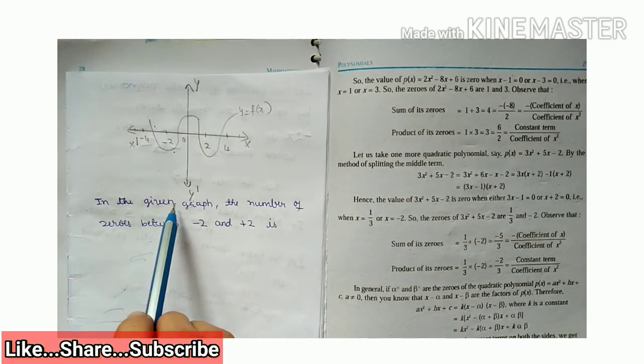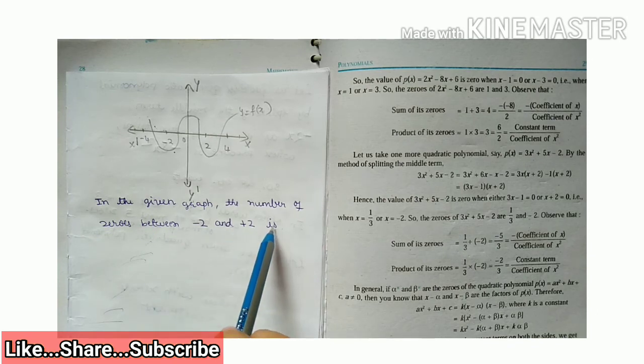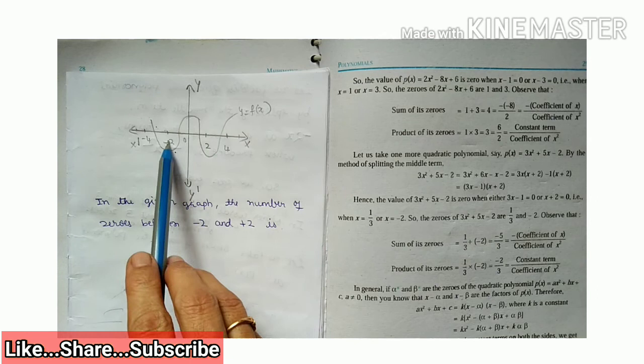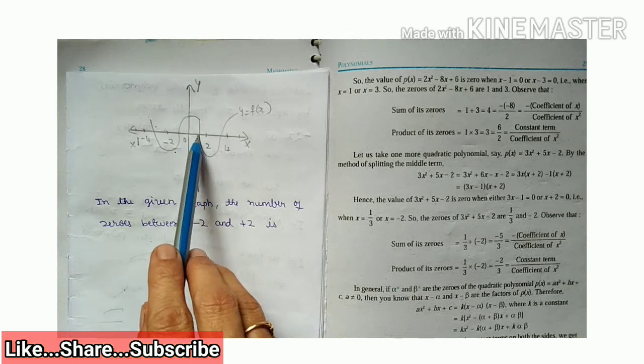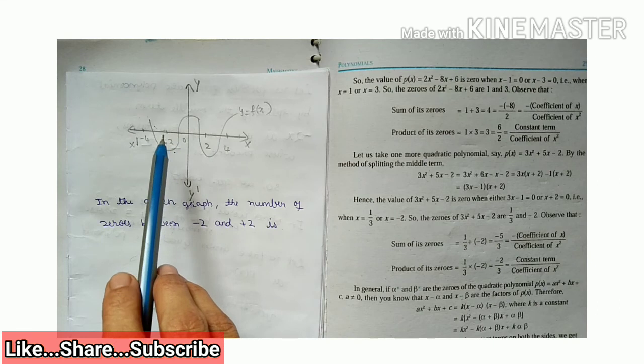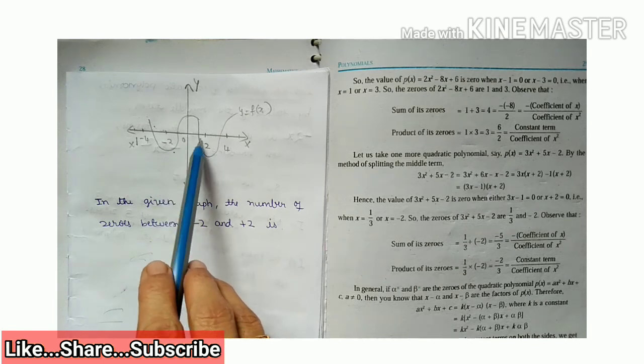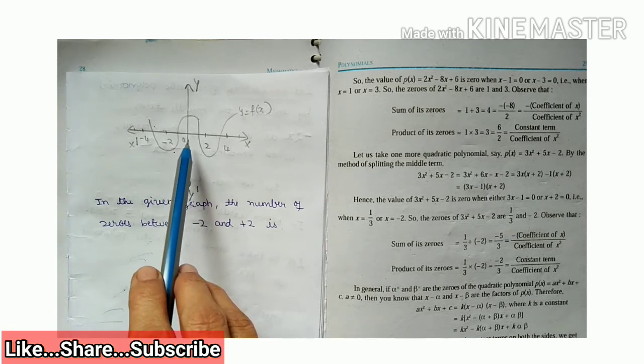In the given graph, find the number of zeros between -2 and +2. You have to see the number of zeros between -2 and +2. Here, 2. The graph cuts the x-axis at 2 points between -2 and +2. Therefore, number of zeros is 2.